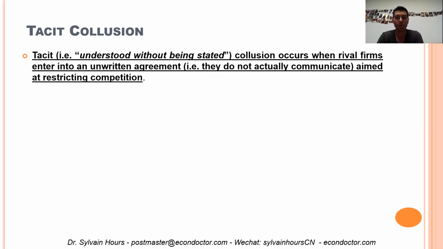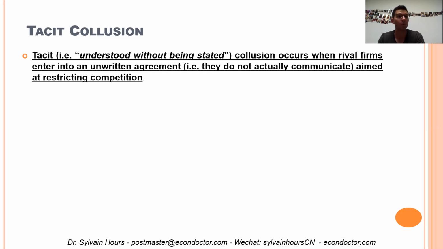So tacit collusion occurs when rival firms enter into an unwritten agreement. An unwritten agreement would be the opposite of a formal agreement, which basically means that they do not actually communicate. They do not send each other emails, or meet in a bar or anything. They never really meet. They never communicate directly. But still, they enter into an unwritten agreement aimed at restricting competition.